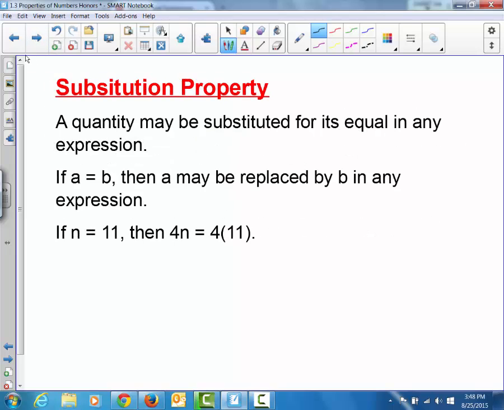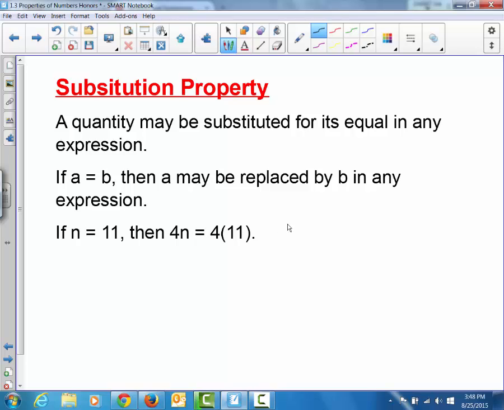Substitution property. A quantity may be substituted for its equal in any expression. Therefore, if A equals B, then A can be replaced by B in any expression. For example, we've got 4n, and we tell you that n is equal to 11. Then you can write 4 times 11 instead of 4 times n.